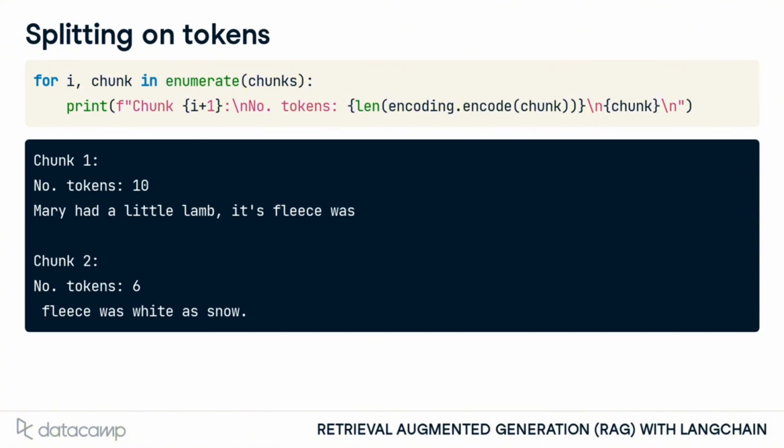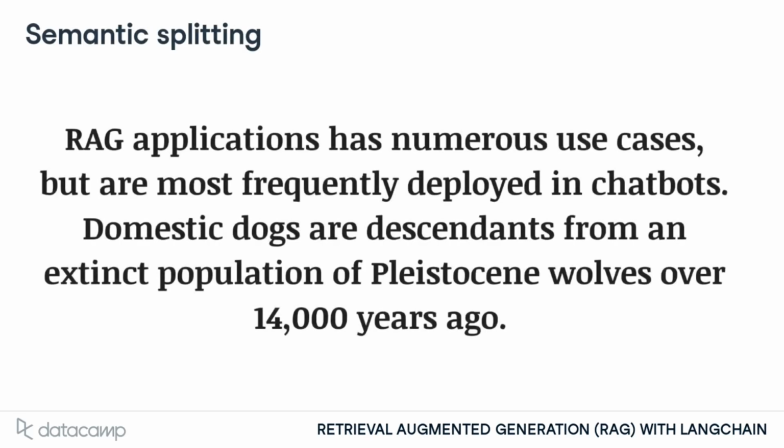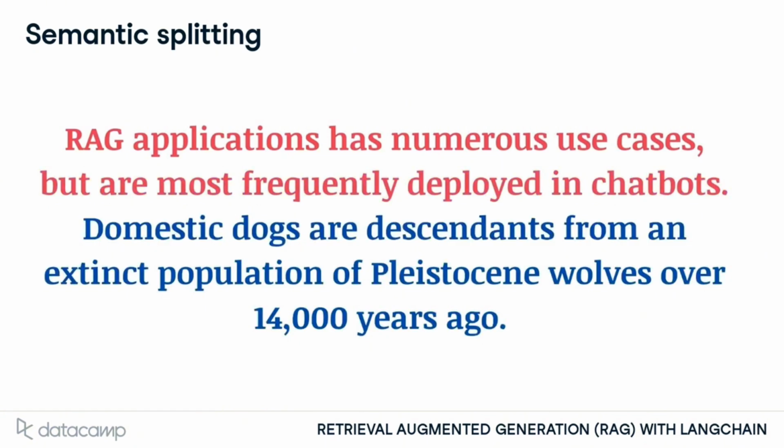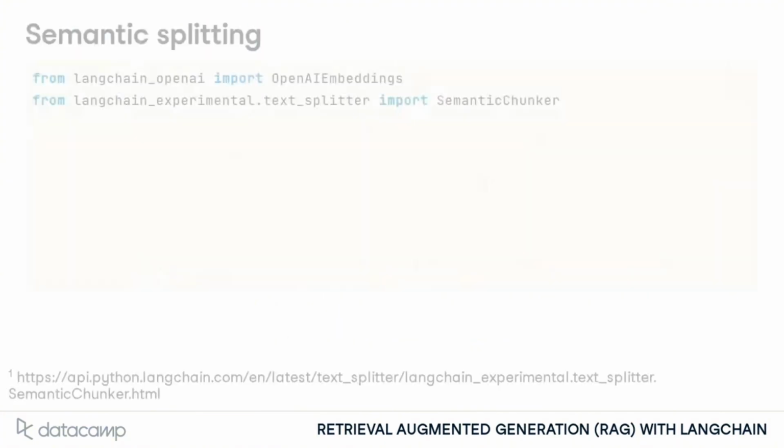Let's now learn about a splitting strategy to split in a more context-aware way, semantic splitting. Take this block of text for example. A character or token text splitter will split naively, which results in lost context. A semantic splitter will detect shifts in semantic meaning and perform the splits in those locations. In this example, when the discussion shifts from RAG to dogs.